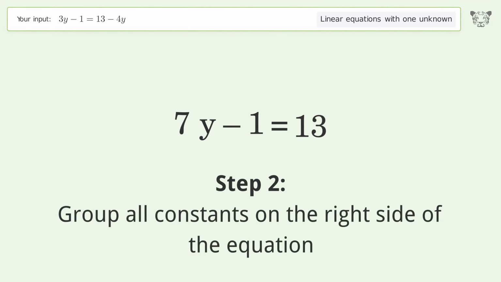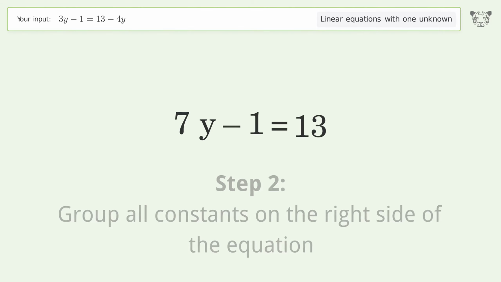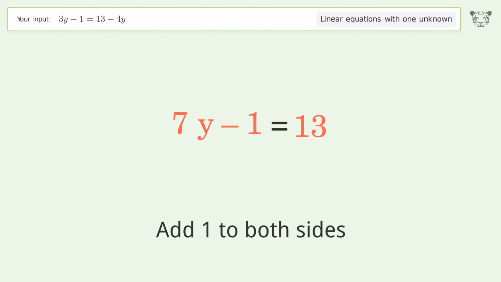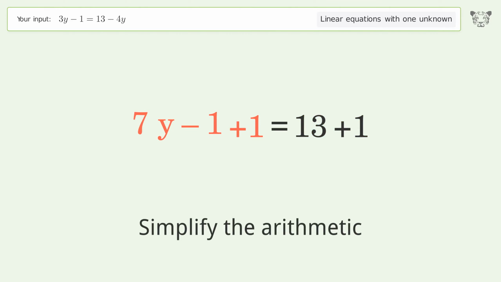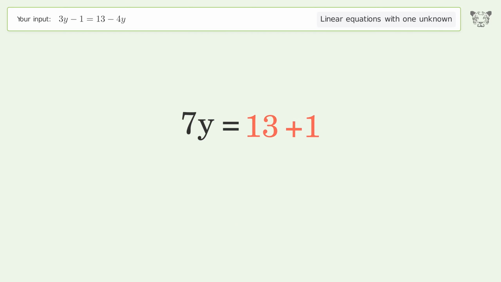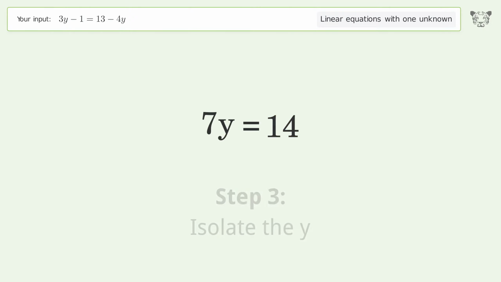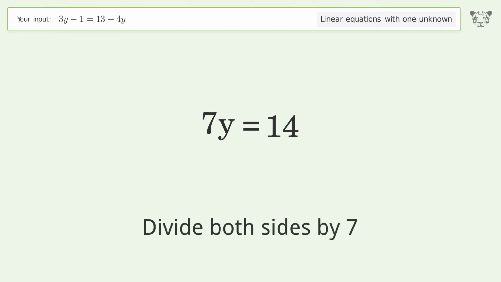Group all constants on the right side of the equation. Add 1 to both sides. Simplify the arithmetic. Isolate the y. Divide both sides by 7.